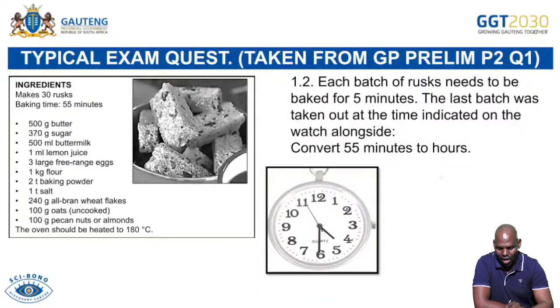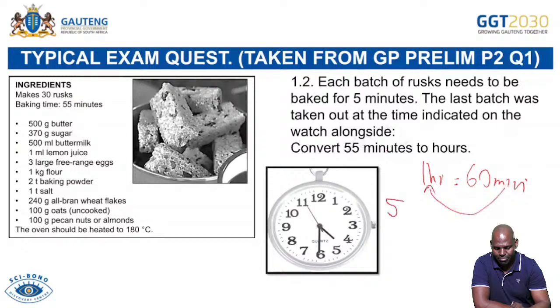If 1 hour is equal to 60 minutes, it means if I convert from hours to minutes, I must get a big value. But in this case, if I convert from minutes to hours, I must get a smaller value. So what I'm going to do in this case is divide. We take 55 and divide it by 60, and please make use of your calculator. 55 divided by 60, I'm getting 0.9166, and so on and so on.